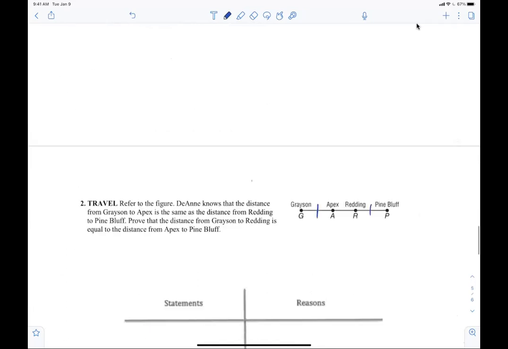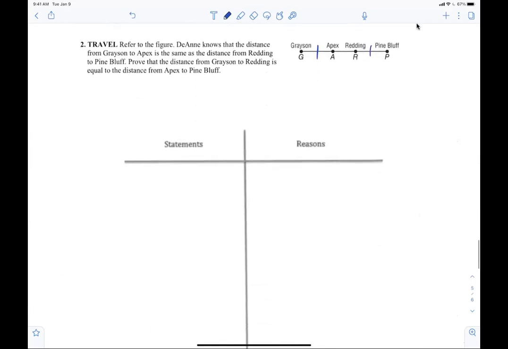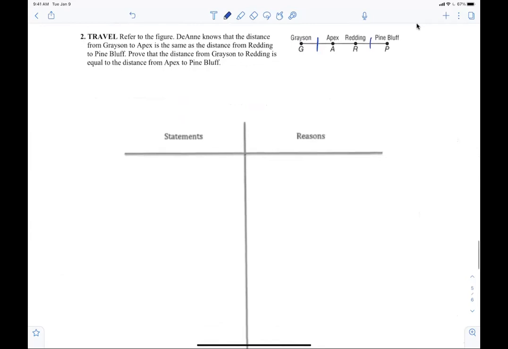All right. So now we're going to try a proof all by ourselves. Now it says refer to the figure. Deanna knows the distance from Grayson to Apex is the same distance from Reading to Pine Bluff. Prove the distance from Grayson to Reading is equal to the distance from Apex to Pine Bluff. I'll let you start.